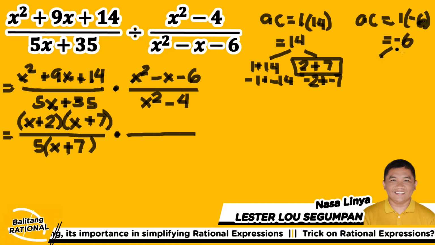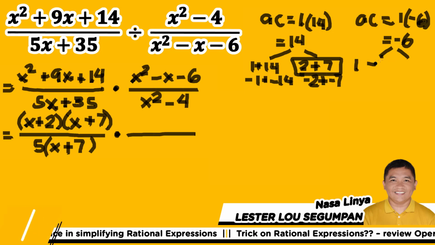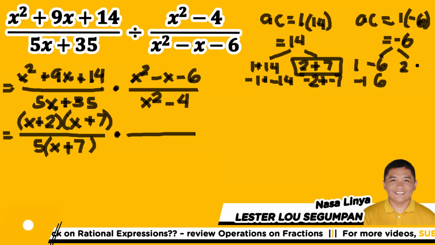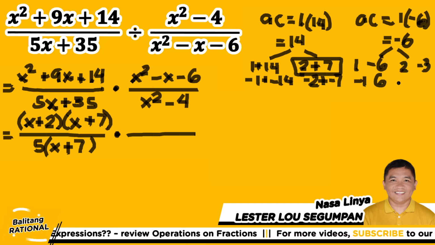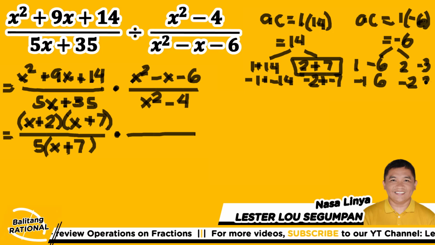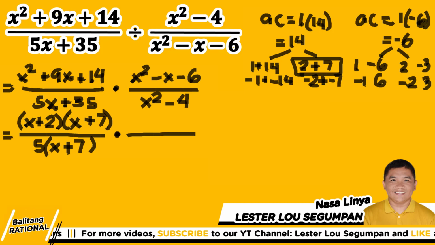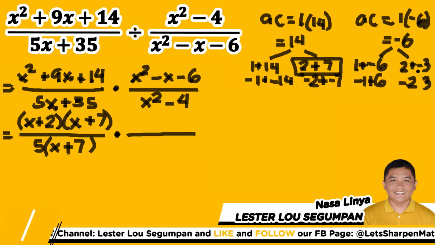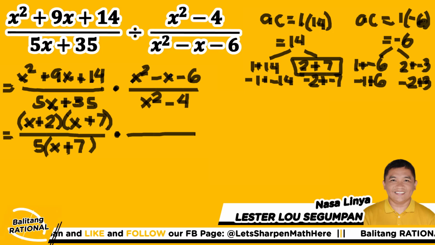The factors of negative 6 are 1, negative 6. We can also try negative 1 and 6. We also have 2 and negative 3 and negative 2 together with 3. These 4 pairs of factors will result to negative 6, but only one of them will result to our middle coefficient when added. Our middle coefficient po, when you look at our given, is minus x. So we are sure that our middle coefficient is negative 1.